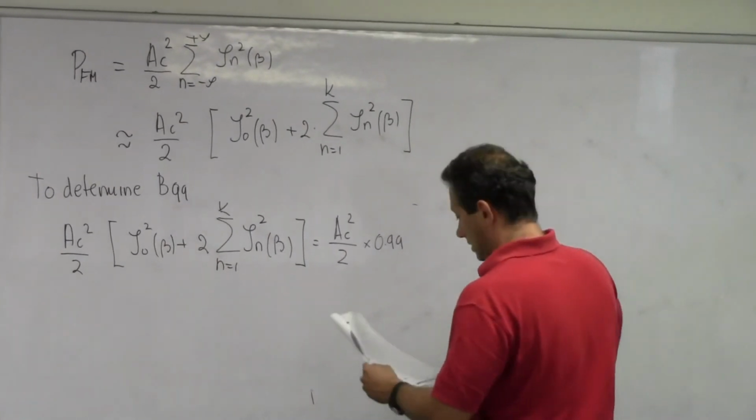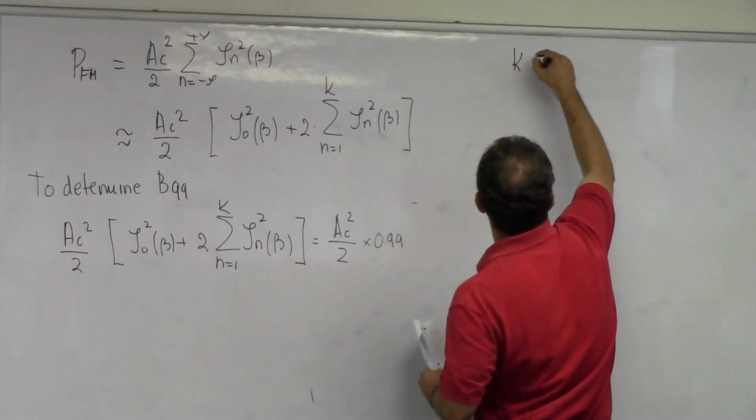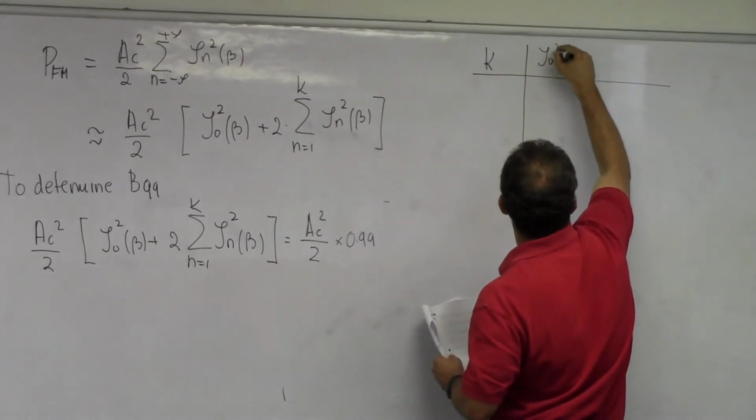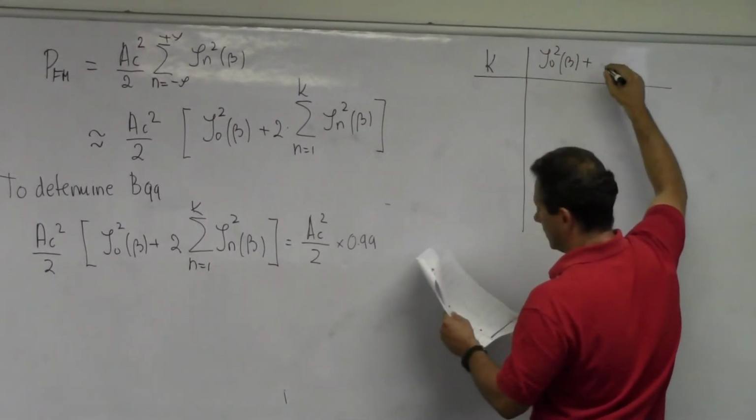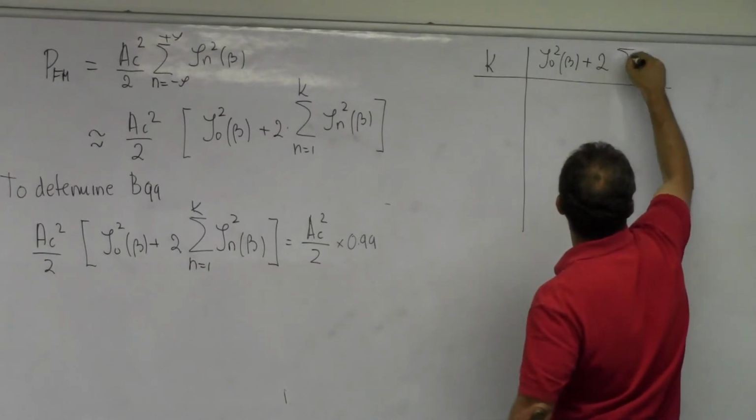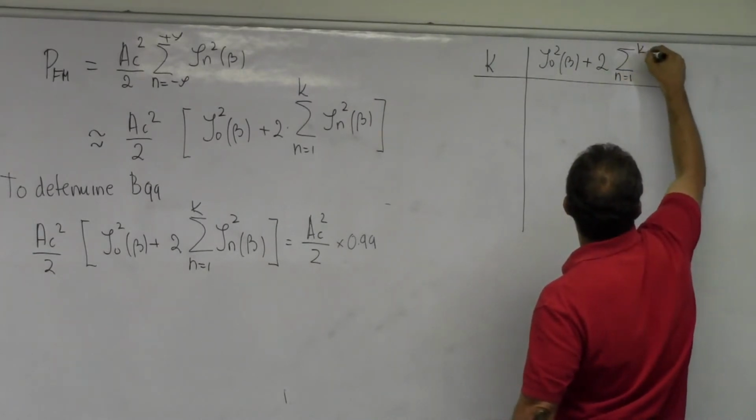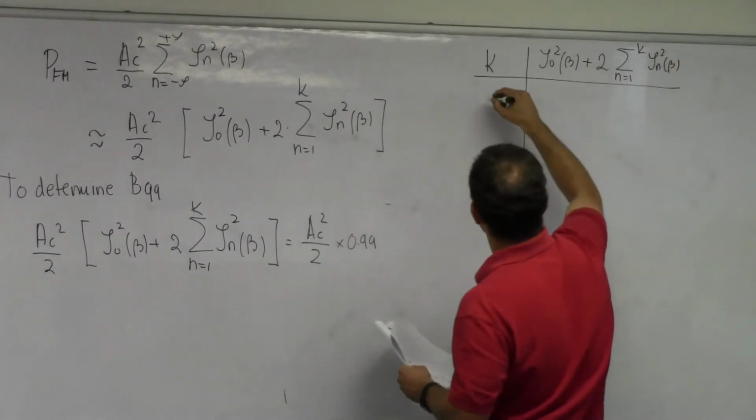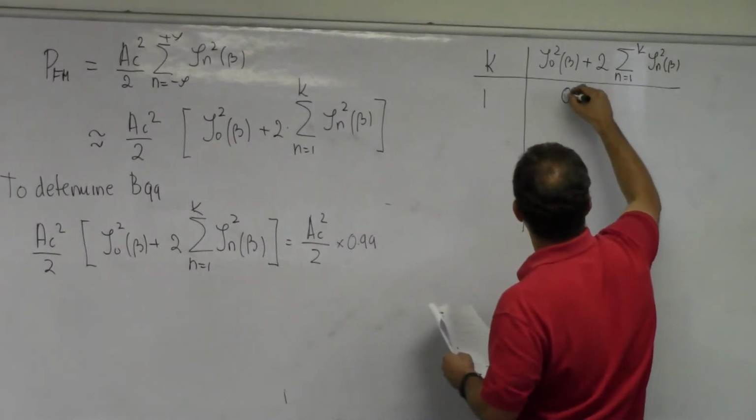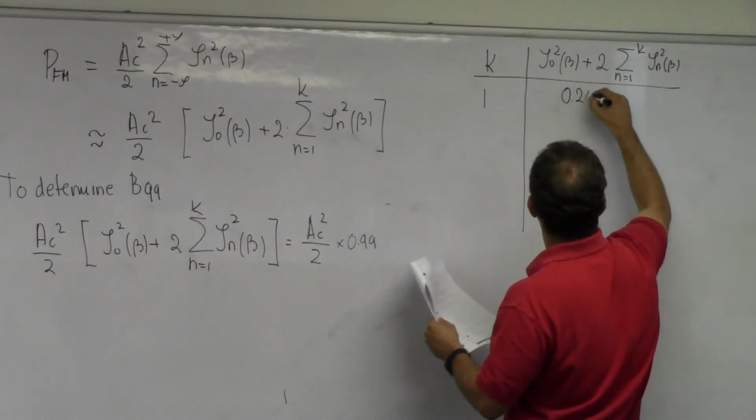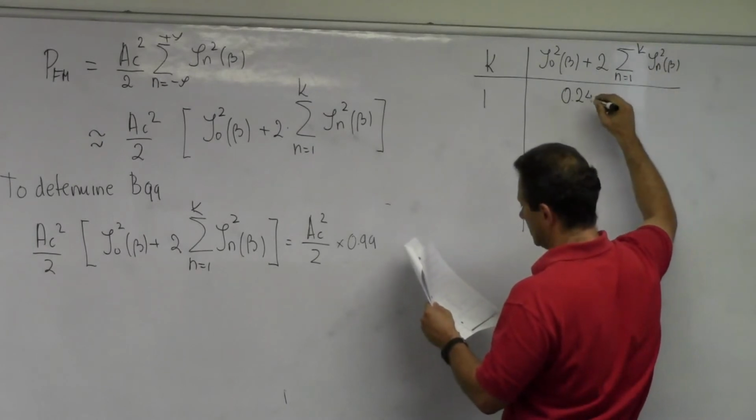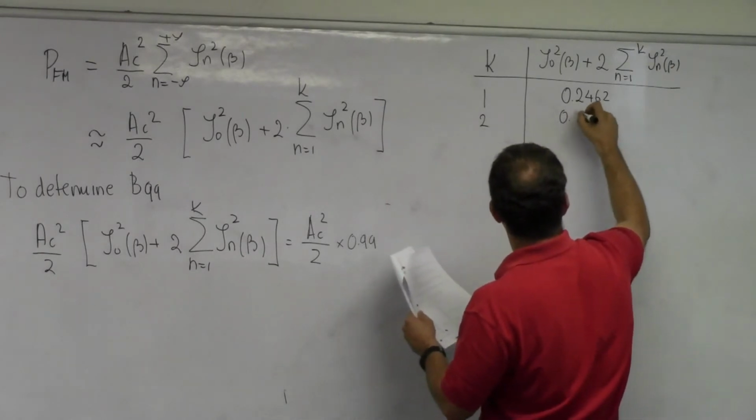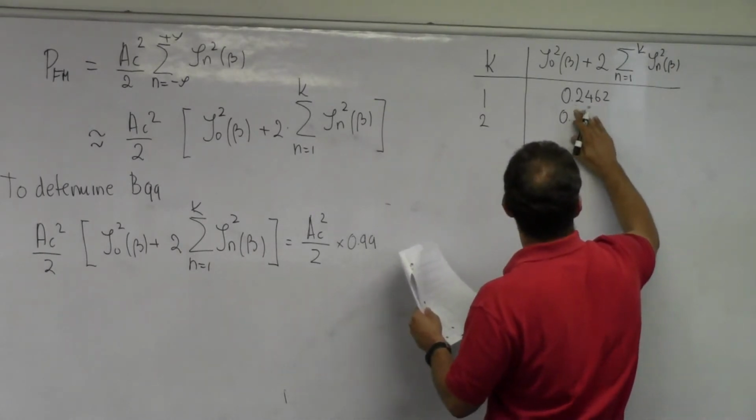So if I generate something like this, k, and here I put J0 squared of beta plus 2 times the sum when n goes from 1 to k of Jn squared of beta. So if I put k equal to 1, my total power is going to be 0.24, or the summation here, 62. If I put k equal to 2, I get 0.2505.